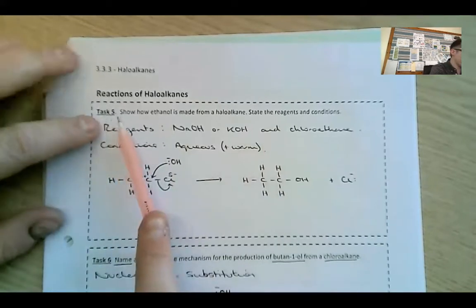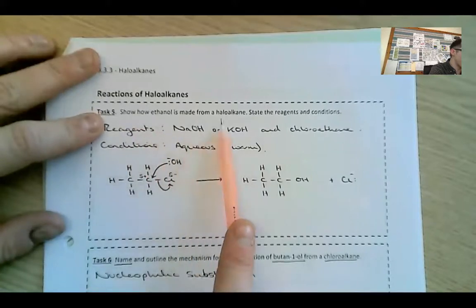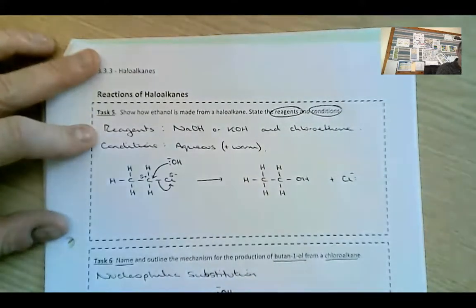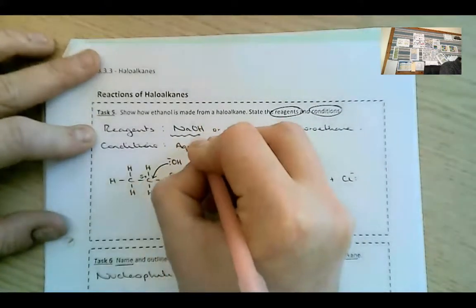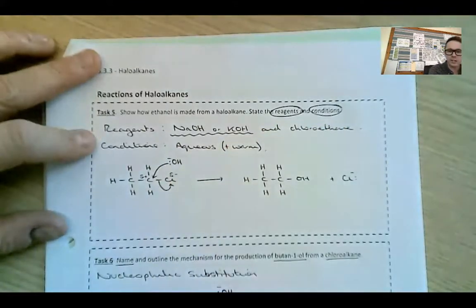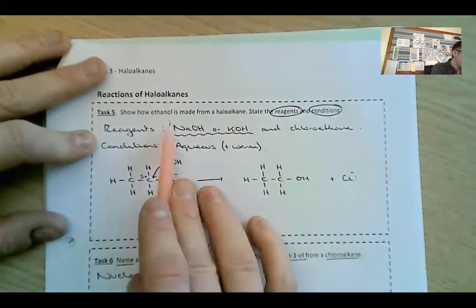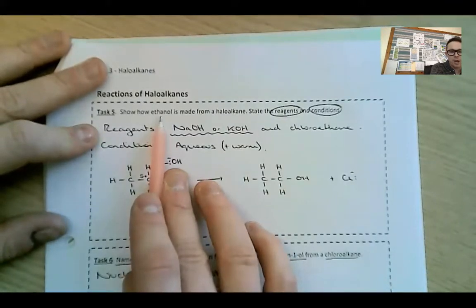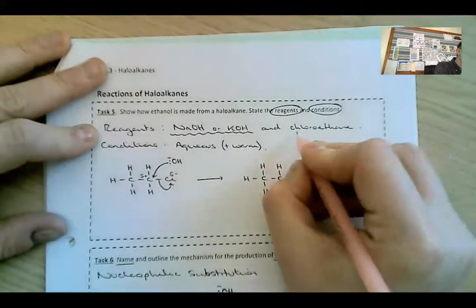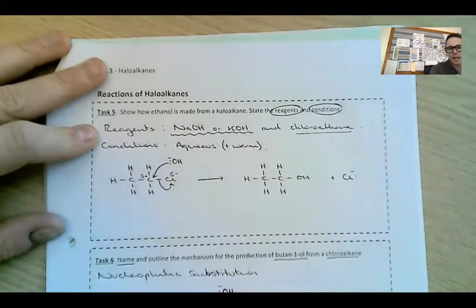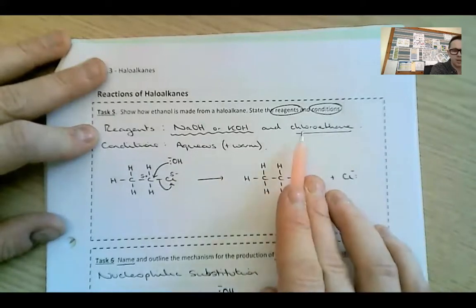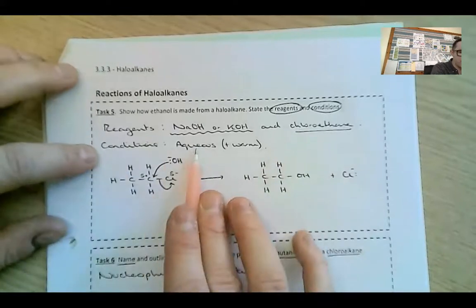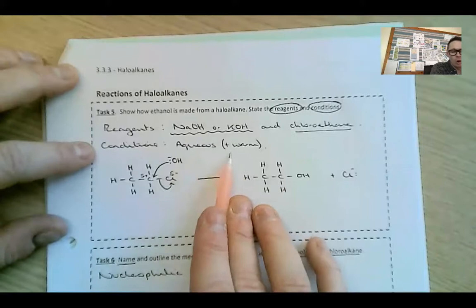So in this task 5, it says, show how ethanol is made from a haloalkane, state the reagents and the conditions. So the first thing I'm going to do is give the reagents and conditions. So reagents, we need either sodium or potassium hydroxide, either is fine. And because we're making ethanol, we need to start off with a haloalkane with 2 carbons. So it's going to be chloroethane, but it could also be bromoethane or iodoethane. It needs to be an ethane with a halogen on. I've picked chloro, but it could be one of the others.